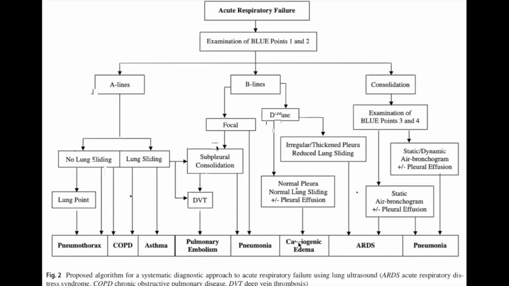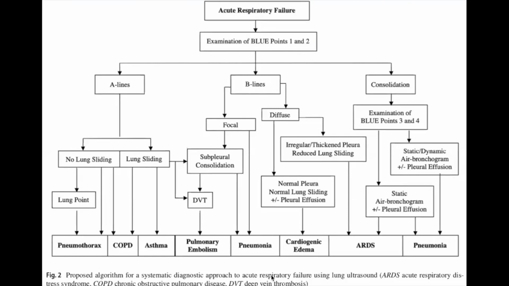If we were to see subpleural consolidations, taking a look at points 3 and 4, if we were to see static air bronchograms and pleural effusion, it could be ARDS or pneumonia. Dynamic air bronchograms would favor pneumonia, but certainly static air bronchograms can also be part of pneumonia.